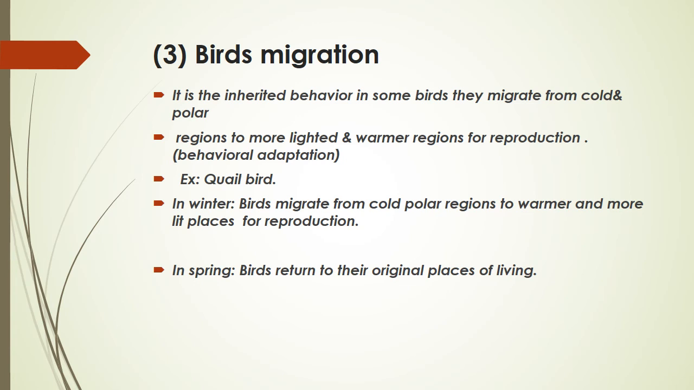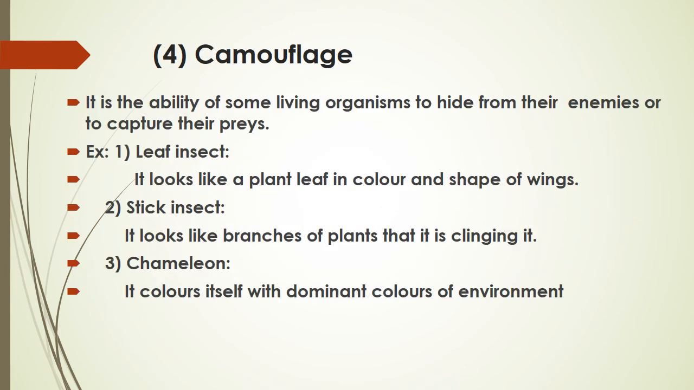Birds migration. It is the inherited behavior in some birds. They migrate from cold polar regions to more lighted and warmer regions for reproduction. This is behavioral adaptation, like quail birds. In winter, birds migrate from cold polar regions to warmer and more lighted places for reproduction. In spring, birds return to their original place of living.